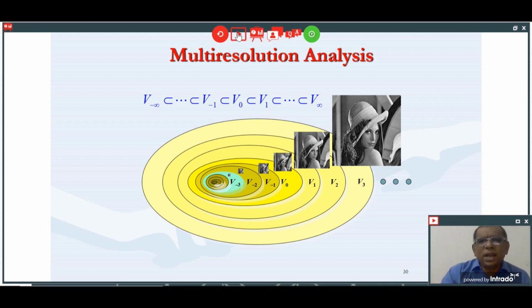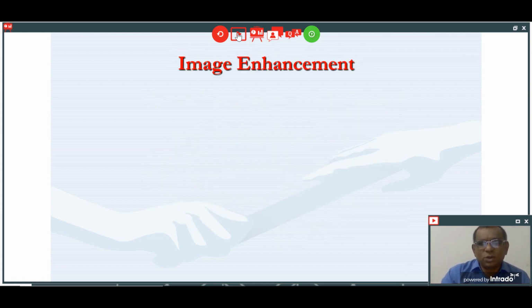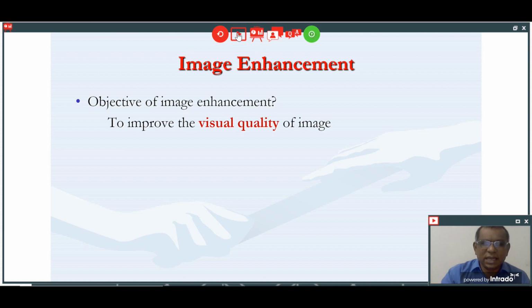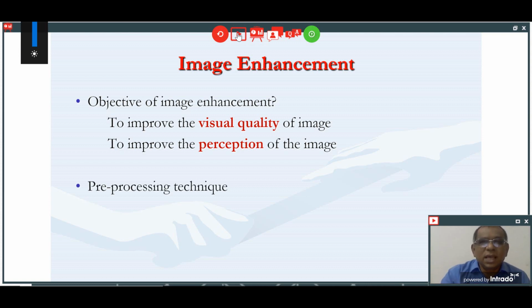Next, an important area is enhancement. So what is the objective of enhancement? The main objective of enhancement is to improve the visual quality of the image. This is the ultimate objective of image enhancement. Our goal is to improve the visual quality so as to get a better perception of the image. It is a pre-processing technique.